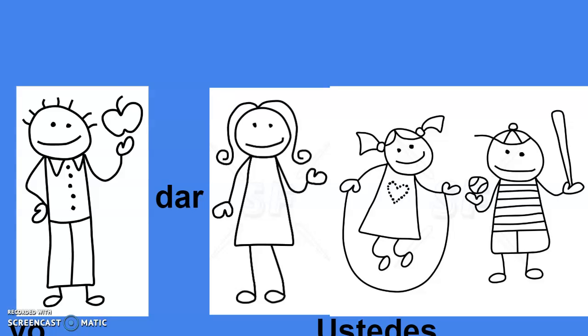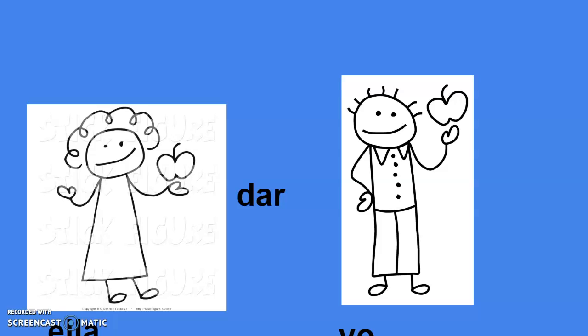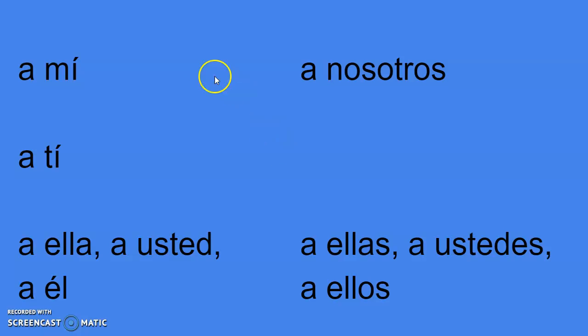I give the apple to y'all. You're going to have to put one of those that we practiced before. Yo les doy la manzana a ustedes. Now, if we were sitting in class, I'd have you practicing these with your amigo. She gives the flower to me. Okay, we're going to have to conjugate this for she. Ella me da la manzana a mí. These are emphatic phrases. This is how you clarify at the end.